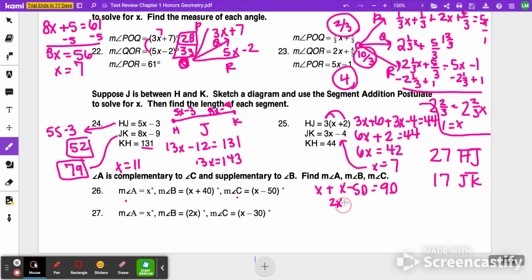So that means 2x minus 50 equals 90. If I add 50 to 90, that's 2x is equal to 140. So that means x is equal to 70. So the measure of angle A is 70 degrees, and the measure of angle C is 20 degrees. That also means we can find the measure of angle B. So if we plug in the 70 where the x is, that is 110.